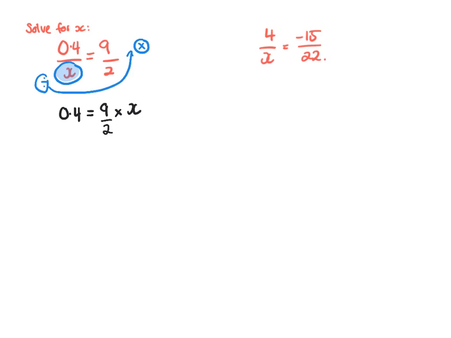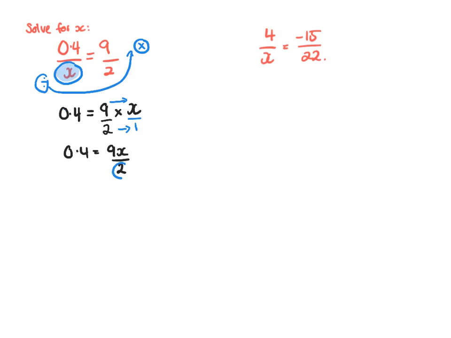Now you've got to remember, when you times fractions, we just times across. So remember before I said it's actually like saying x over 1, so we would times across there. So if we go and write what we've got in a bit simpler form, we've got 9x over 2. So now we're still trying to get the x by itself.